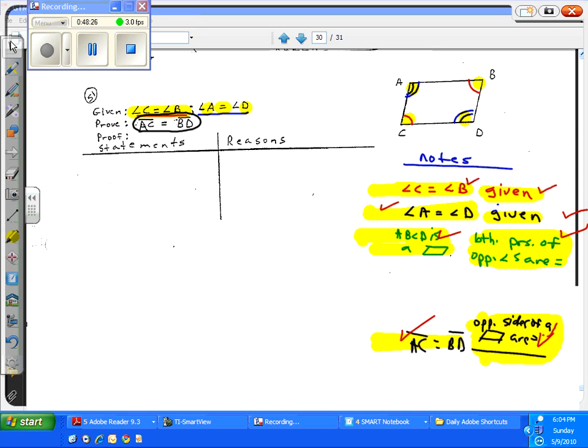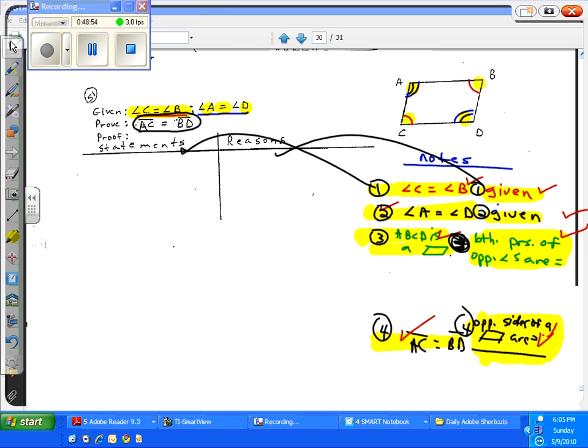All of a sudden, every single statement and reason are justified. And so this must be the correct information in the correct order. So this would become statement 1, reason 1, statement 2, reason 2, statement 3, reason 3, statement 4, reason 4, and you would simply shift these to the statements and these to the corresponding reasons. Any questions on that proof?